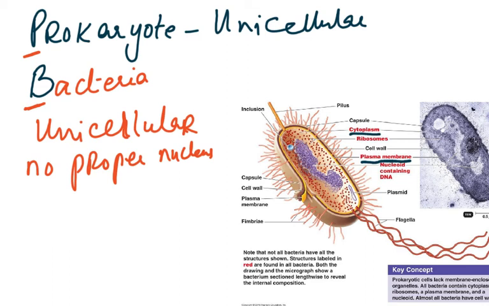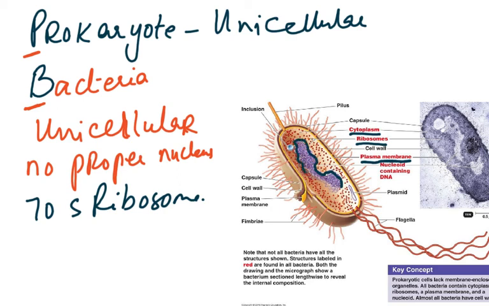It has cytoplasm. It has again 70S ribosomes. And it has a circular DNA which is in the form of a nucleoid. Of course, it can be lying anywhere inside the cytoplasm. So the circular DNA, cytoplasm, ribosomes, cell membrane is the main thing which is present in every prokaryote.